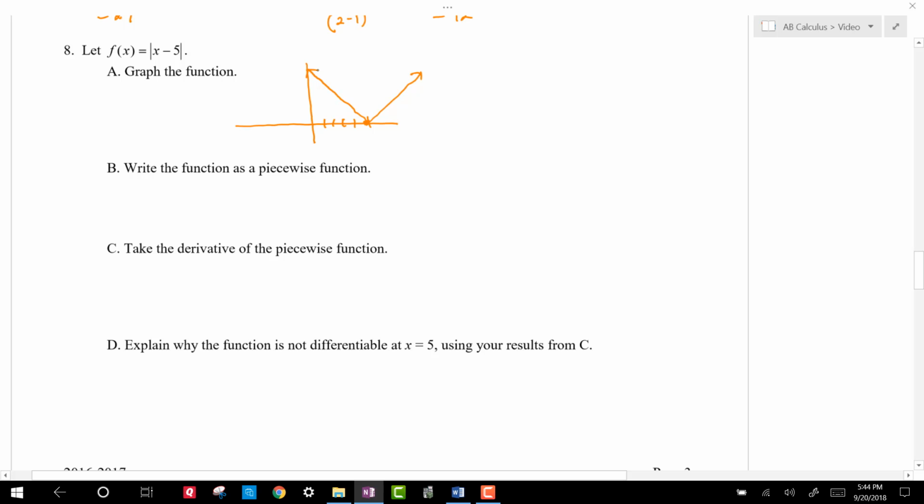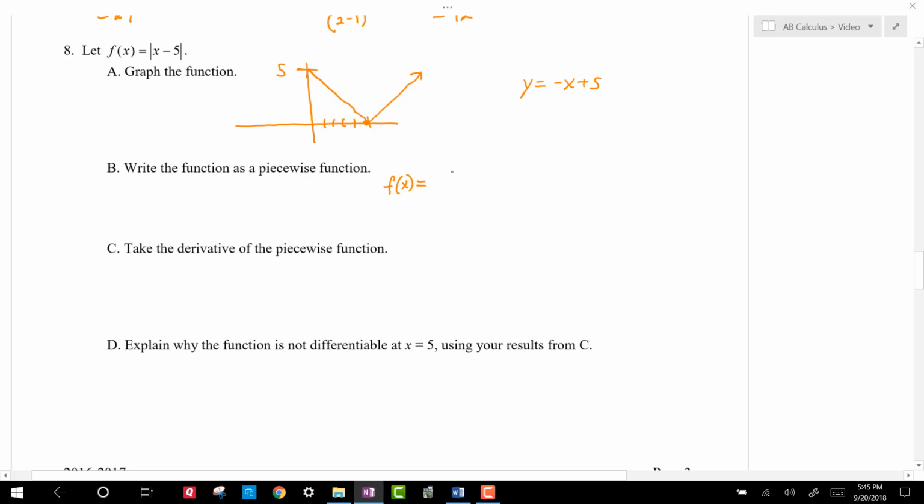Letter B says write it as a piecewise function. If I'm going to do this as a piecewise function, that means I'm going to write f of x, and I'm going to write the left half of the graph as one function, so that's going to be a linear function. So f of x equals, now imagine this line, it's got a slope of negative 1, which means it touches the y-axis up here at positive 5. So the left side of this is y equals negative x plus 5.